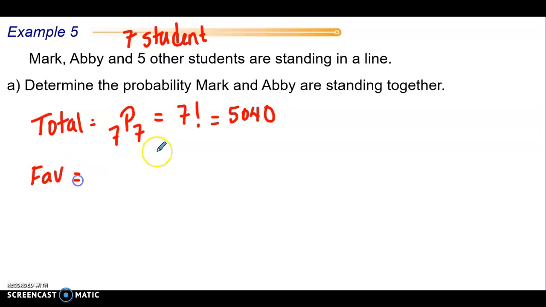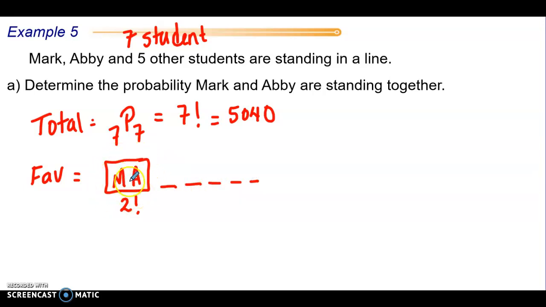Our favorable outcomes is to have Mark and Abby standing together. So if I place Mark and Abby together, there are 2 ways, or 2 factorial ways, to arrange those 2 people. We can have Mark, Abby, or Abby and Mark. In addition, there are 5 other students.